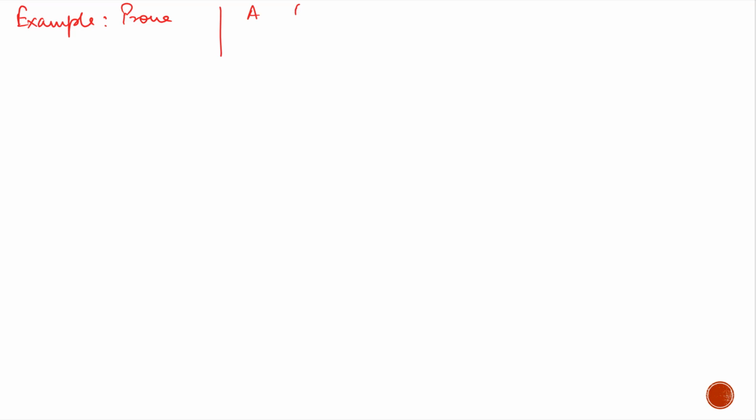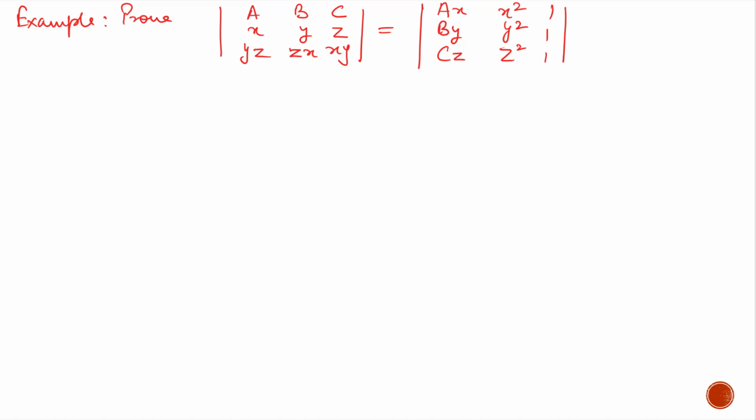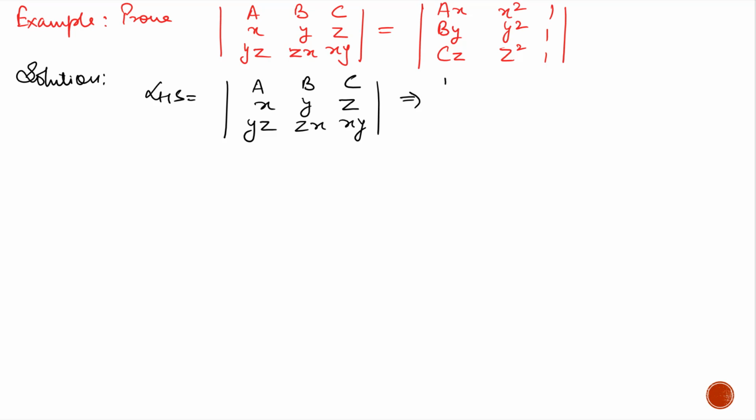Next example. Prove that the determinant with rows a, b, c; x, y, z; y, z, x; equals column wise ax, by, cz; x square, y square, z square; 1, 1, 1. First we take left hand side, which equals row wise a, b, c; x, y, z; y, z, x.